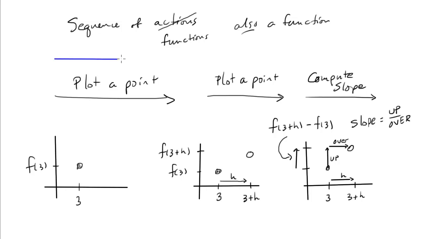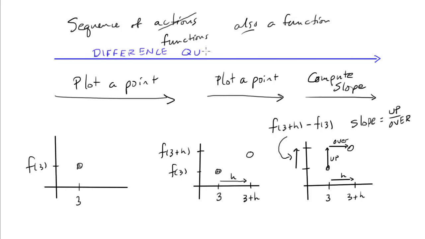One number output, but my input was 2 things. So right now it's an action. It's the difference quotient of f at 3.